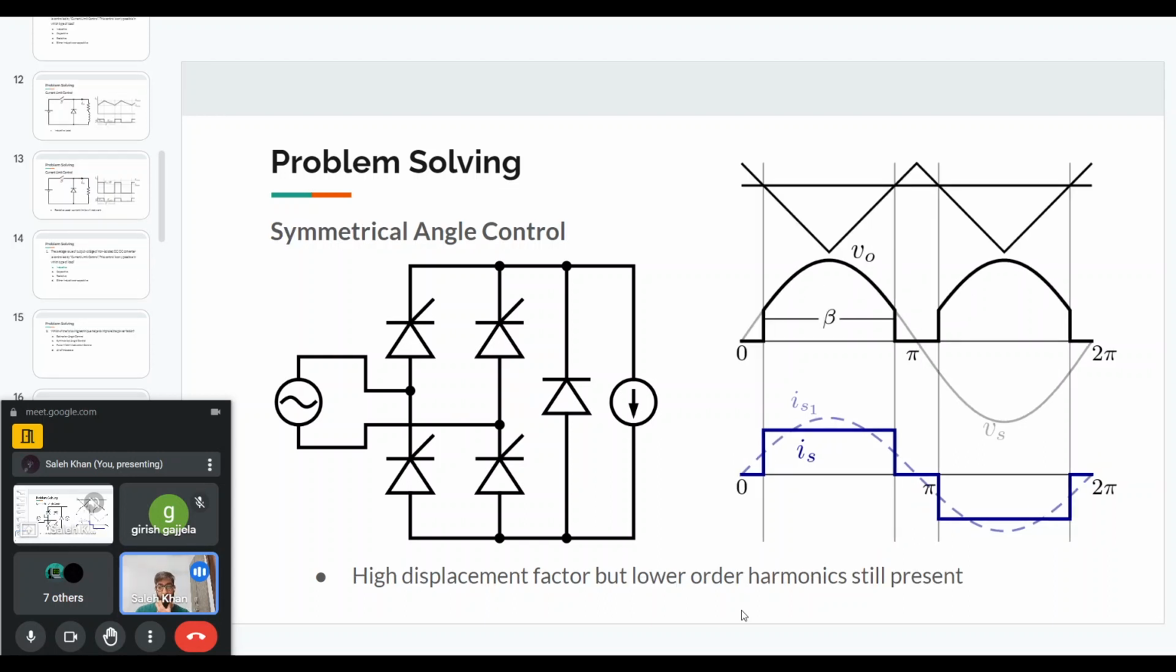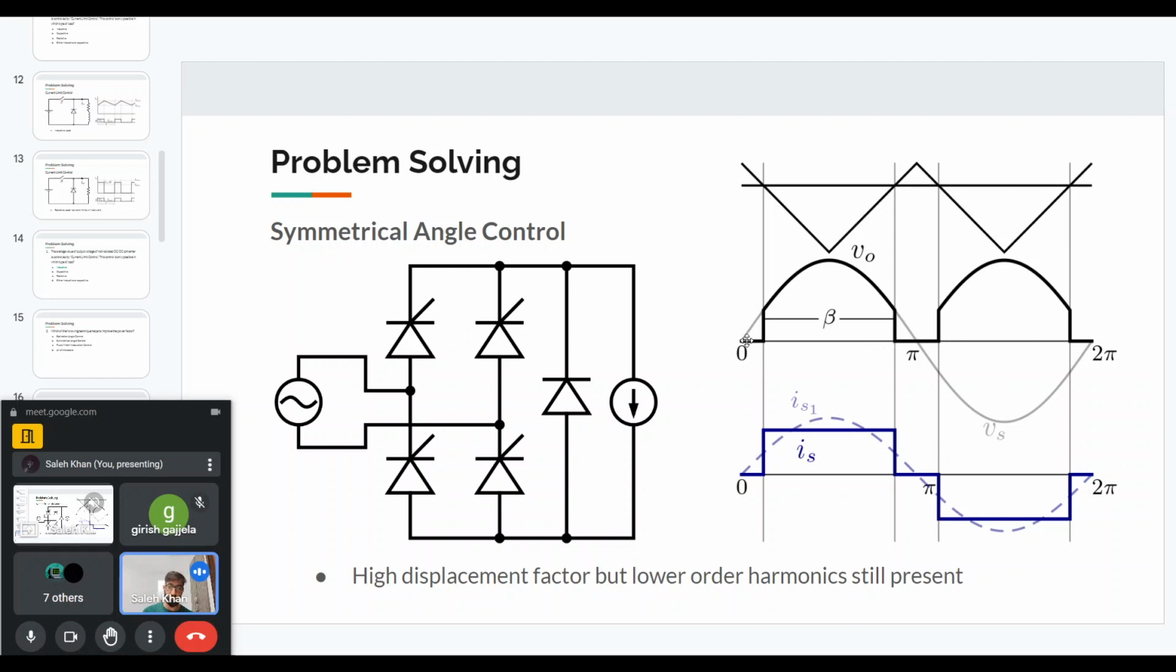So another way that was in the question is symmetrical angle control. So here what we do is we turn on the thyristors or the GTO after some time, and then we turn it off at a particular time. And this angle, from 0 to turn on, has to be equal to the angle from turn off to pi. That is when we will call it a symmetrical angle control.